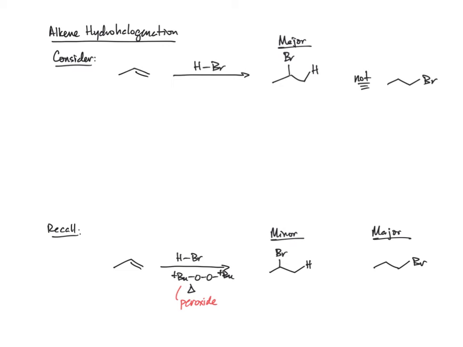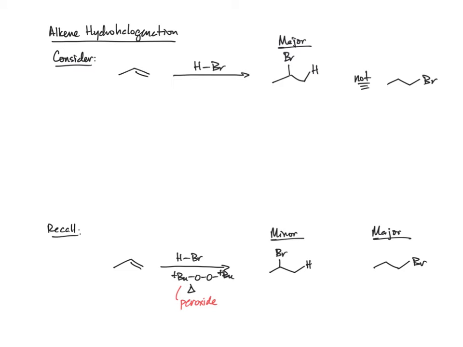So we're going to move on to this reaction now, which is alkene hydrohalogenation. Just as the name implies, we're adding a hydrogen and a halogen. We have an example here. Consider the alkene propene. We have HBr, that's an acid. And now I'm telling you that the major product is 2-bromopropane and not 1-bromopropane.